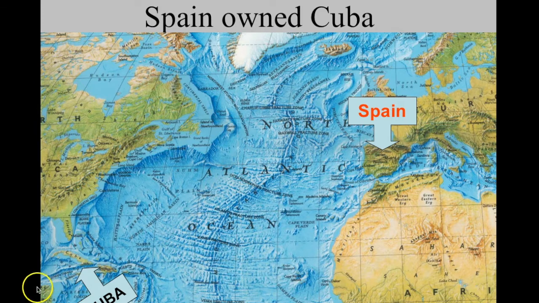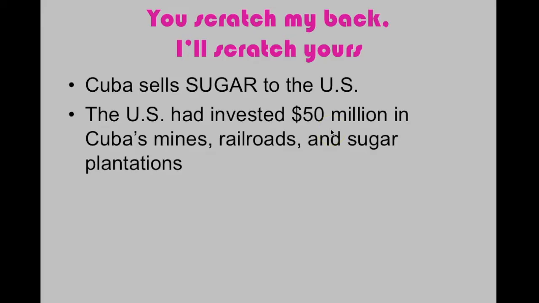Since it's very close to us, it was a big concern to us what happened with it over the centuries. The reason we are caring about Cuba at all is because they sell sugar to us. We invested somewhere around $50 million into Cuba's infrastructure, like their mines, railroads, sugar plantations. We wanted to make it as easy as possible for them to get their sugar to us.